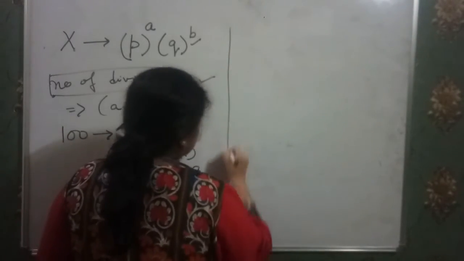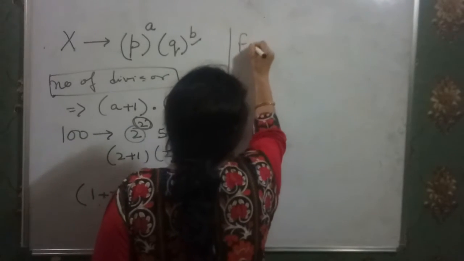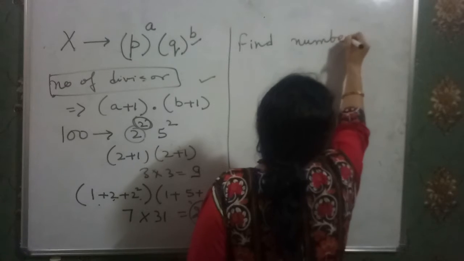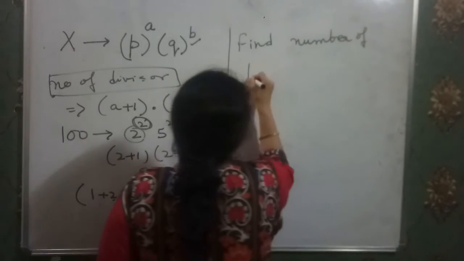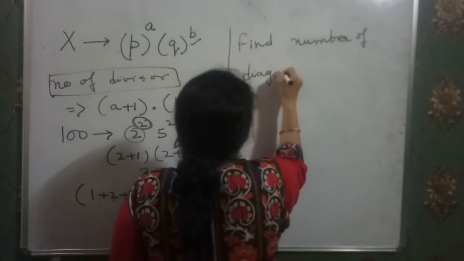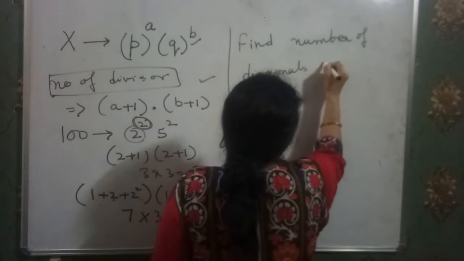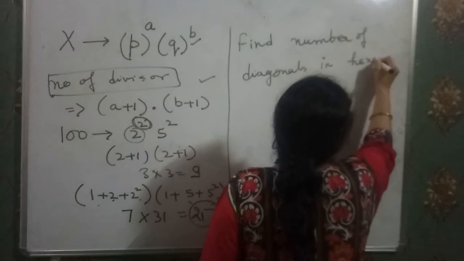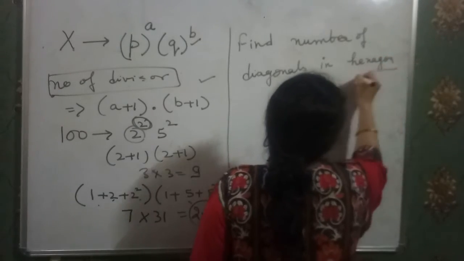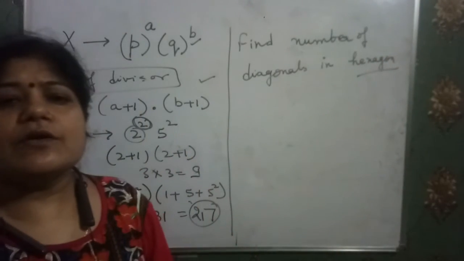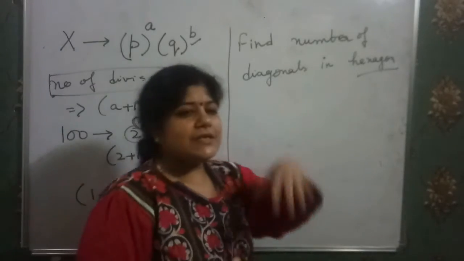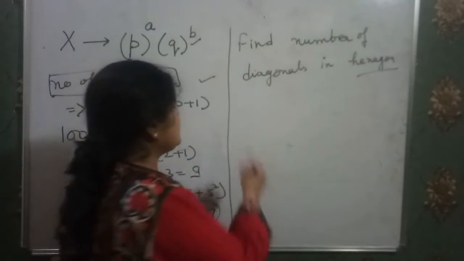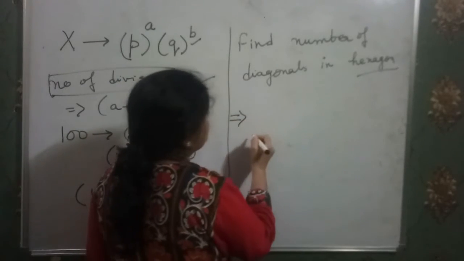For example, there is another question. Find number of diagonals in, let it be, hexagon. Clear? You know what is the hexagon, what is the heptagon. Hexagon means 6 sides, heptagon means 7 sides, octagon 8 sides. I think you know. So we have a formula here.